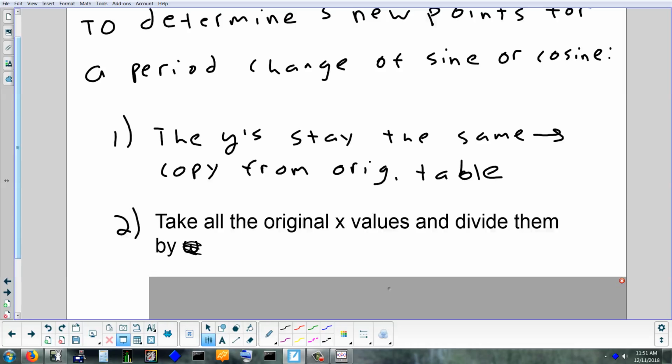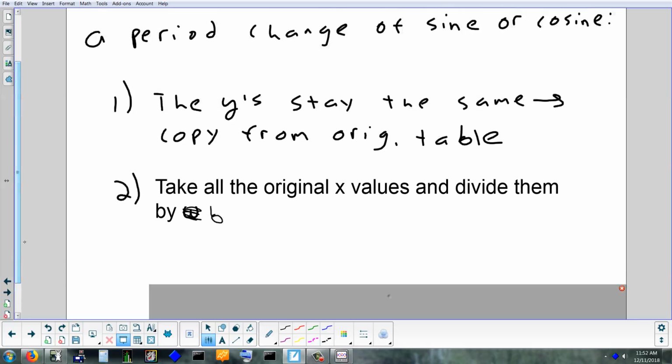And the way I'm explaining it is to take all the original x values and divide them by b. So whatever the number is in front of x, take your 0, your pi over 2, your pi, your 3 pi over 2, and 2 pi, and divide every one of those by b. What that means is you usually end up with fractions over fractions. So not always the fastest way to do it. You might be able to figure out other ways to do this. But we'll go with that for now because it'll work for us tomorrow.